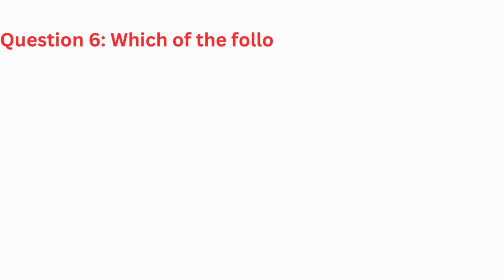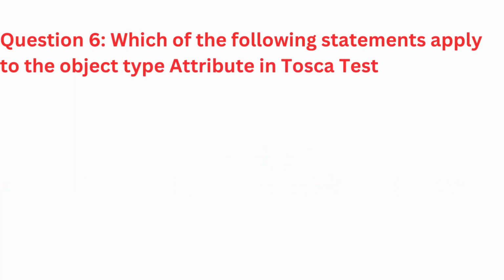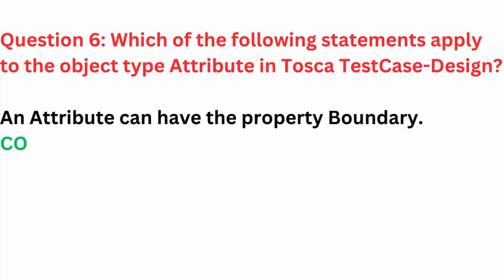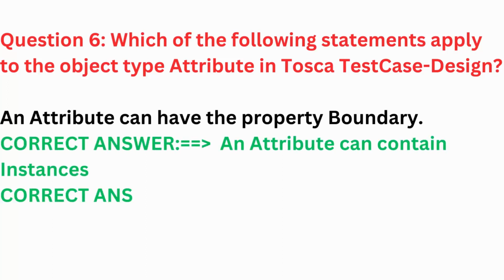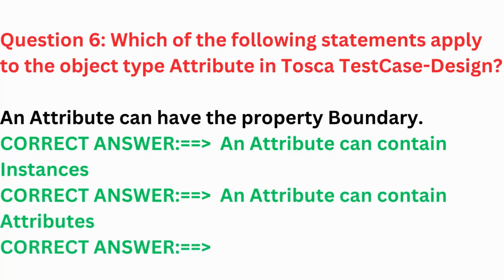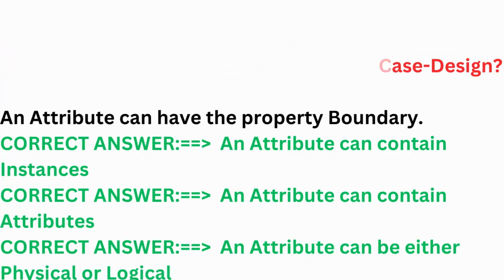Question 6. Which of the following statements apply to the object type attribute in Tosca test case design? An attribute can have the property boundary. Correct answer: an attribute can contain instances. Correct answer: an attribute can contain attributes. Correct answer: an attribute can be either physical or logical.